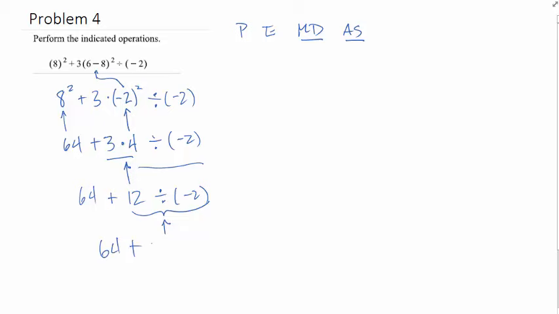Now keep the 64 there. I have 12 divided by negative 2. So 12 divided by 2 is 6, but since one of them is a negative and the other one's a positive, your result is going to be a negative 6. Now we add 64 plus negative 6, essentially subtracting. So 64 minus 6 is going to be 58. So that is our final result.